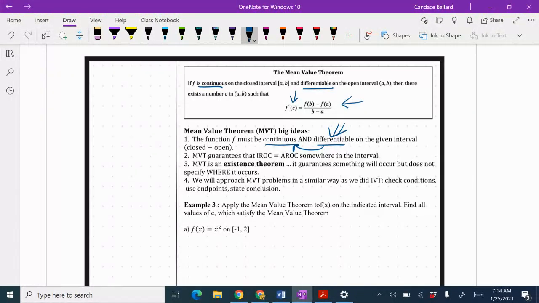MVT guarantees that the IROC, the instantaneous rate of change, equals the AROC, the average rate of change, somewhere on the interval. So MVT is what we call an existence theorem. That means it guarantees something will occur, but does not specify where it actually occurs. And we will approach MVT problems the similar way we did IVT: check conditions, use endpoints, state conclusions.